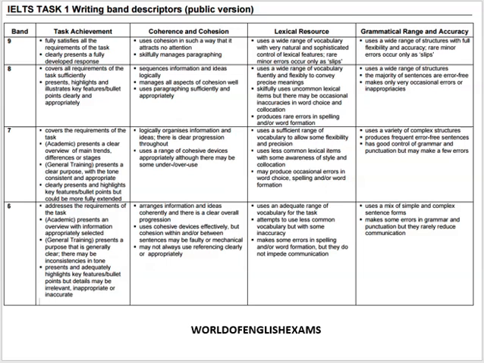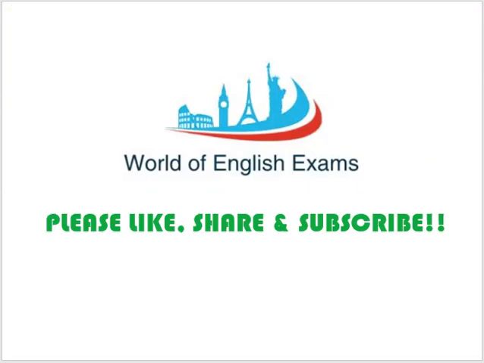I hope you found this helpful, mainly if you are not scoring well for writing. After understanding these criteria, I hope everyone will perform well and meet the requirements of the task and achieve your desired band score. Wishing you all the best from our team of World of English Exams.